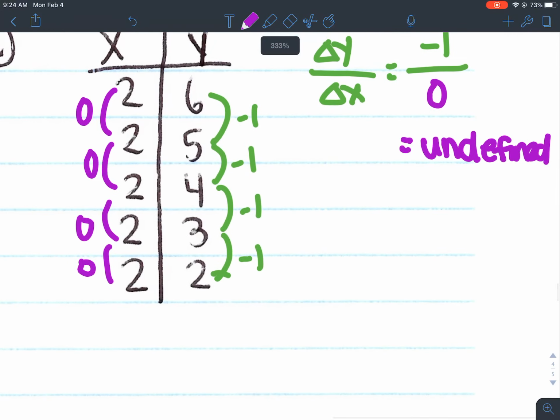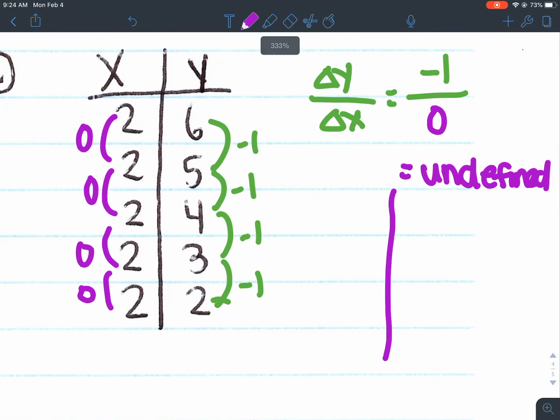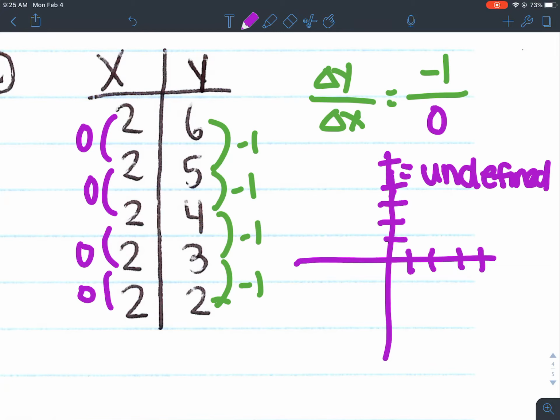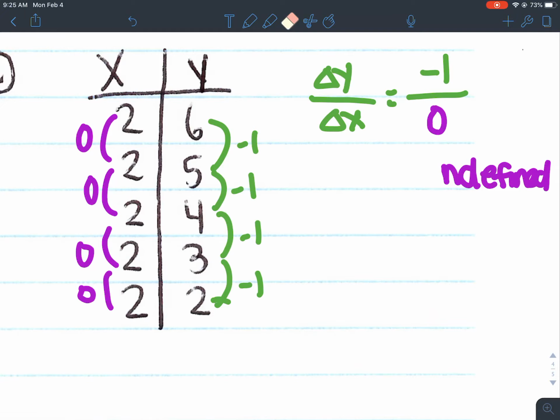Okay? And that makes sense, right? If I try to graph this, let's graph the first point. I have 2, 6. I have 2, 5, 2, 4, 2, 3, 2, 2. Right? That's a straight line up and down. So that is going to be an undefined slope. I'm not going to have a defined one. So undefined.